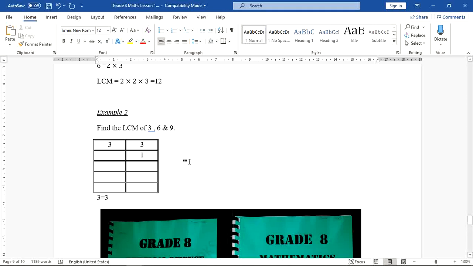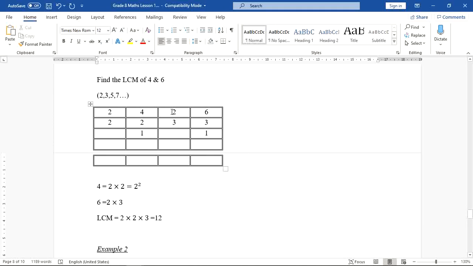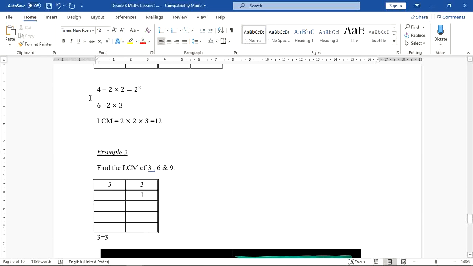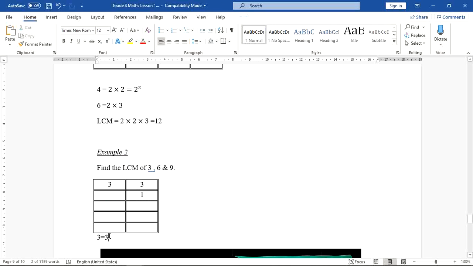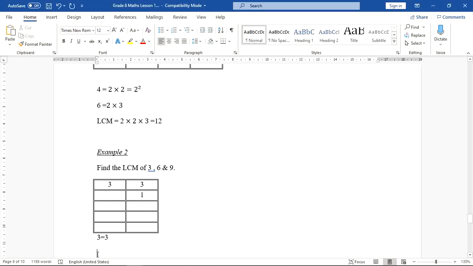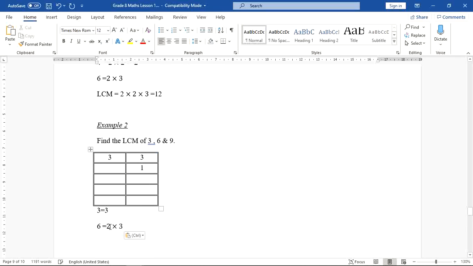Then we go to number 6. For number 6, we already have a table, so we can just copy it from up there. In fact, we already know that 6 is equal to 2 times 3, so we just bring it down. We don't have to bring up the table anymore because it's going to take up our time. So 6 is equal to 2 times 3.